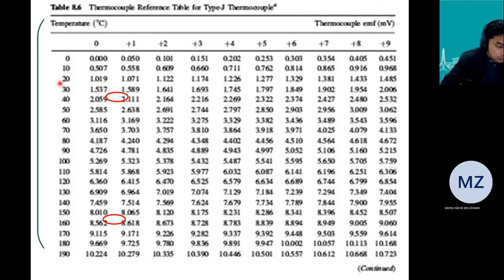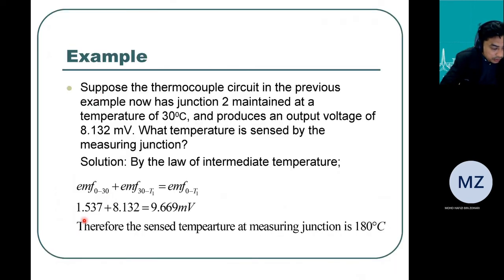you have to add this value. 25 degrees is 1.277, that one, if the thermistor is showing 25 degrees. But for this example, the thermistor is showing 30 degrees. So this is the value, 1.537. You add it to the one shown by the potentiometer. So the total will be 9.669. And we know 9.69 is referred to 180. So the 180 is the actual T1 that we want to measure.